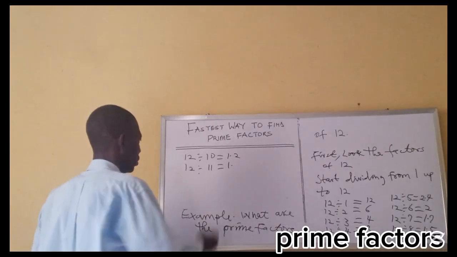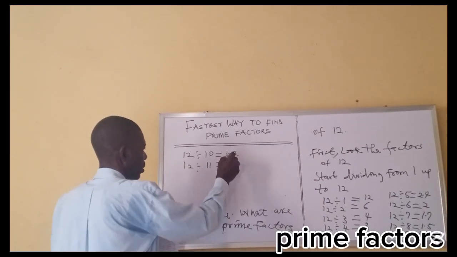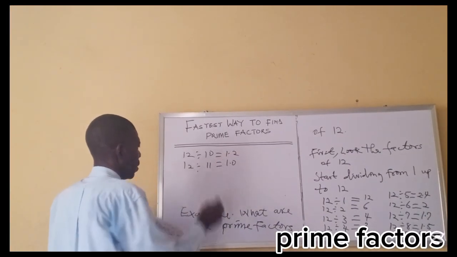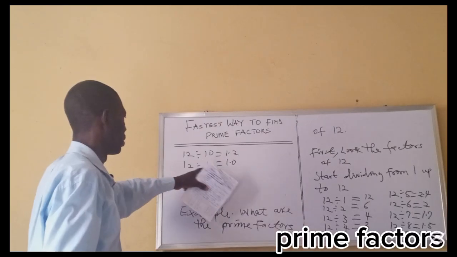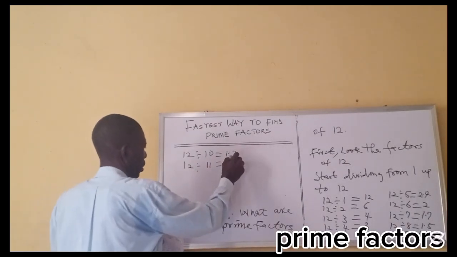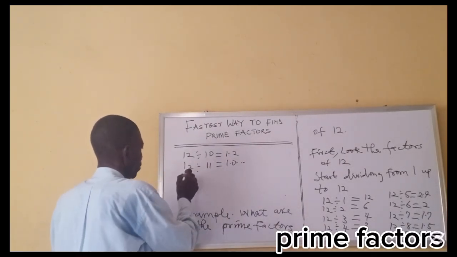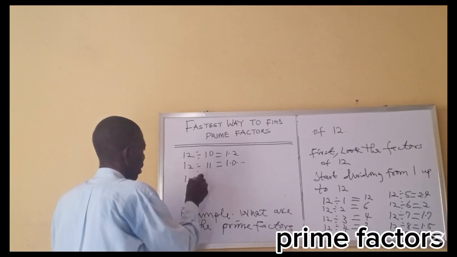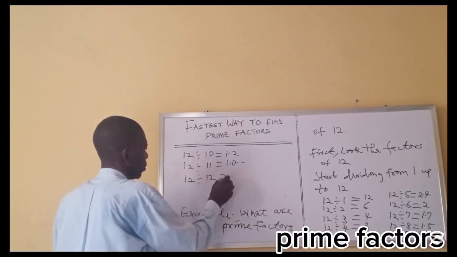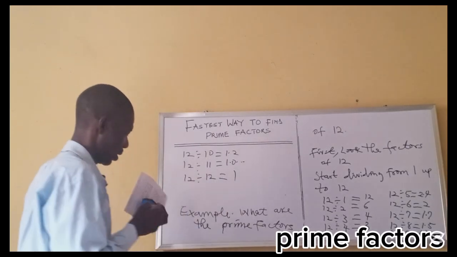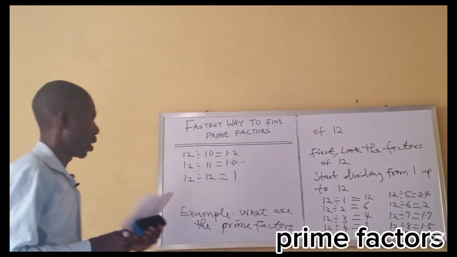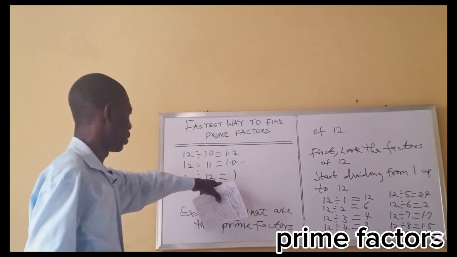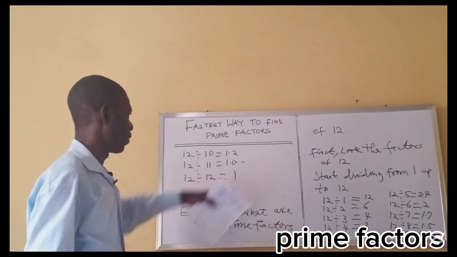Remain 1, 1.0 something. So 12 divided by 12, that will give us 1. Exactly. So we have come to the division of 12.